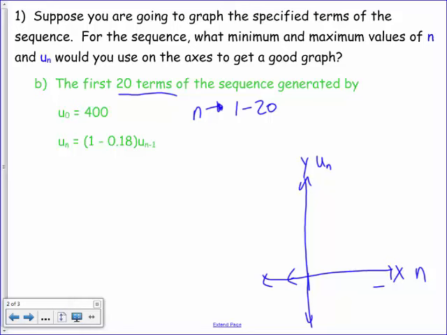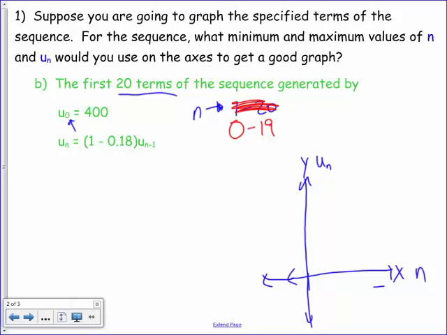Well, be careful. What's your initial term? My initial term I'm calling the 0th term. So I don't want to start with 1. I want to start with 0. And I wouldn't go to 20 because that would give me 21 terms. So I've got to drop to 19. So that would be incorrect right there. I want to start with 0 and go to 19.